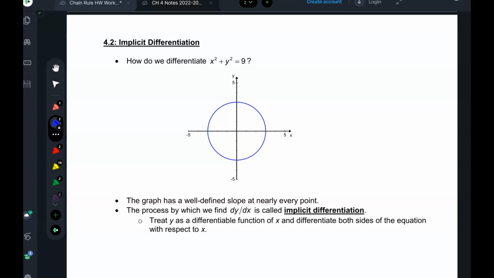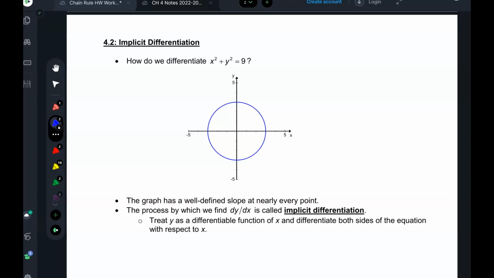So far, we have been taking the derivative when there's just one variable, right? Usually it's x, sometimes it's theta. And we've only been doing derivatives of functions. Okay, but what if we have a circle? Is that a function? No, because it doesn't pass the vertical line test.